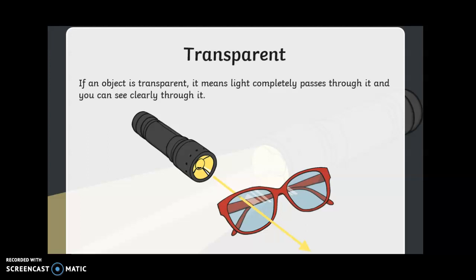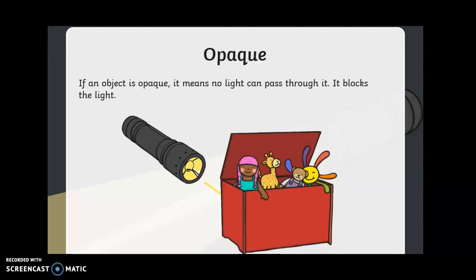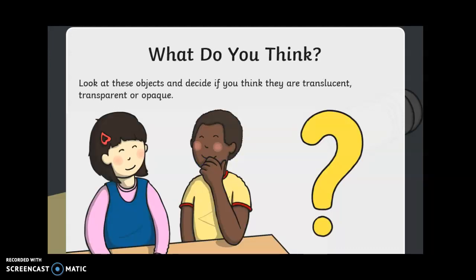Transparent. If an object is transparent, it means light completely passes through it and you can see clearly through it. Translucent. If an object is translucent, it means some light passes through it but the light is scattered so you can't see clearly through it. Opaque. If an object is opaque, it means no light can pass through it. It blocks the light. Now, what do you think?